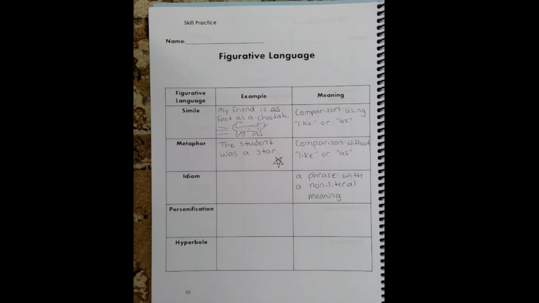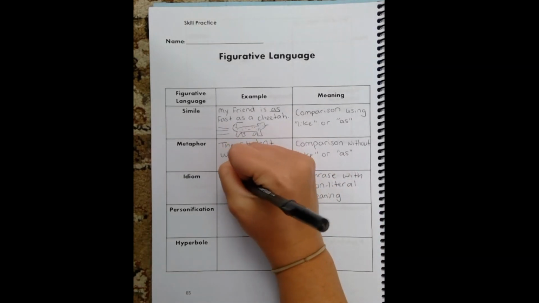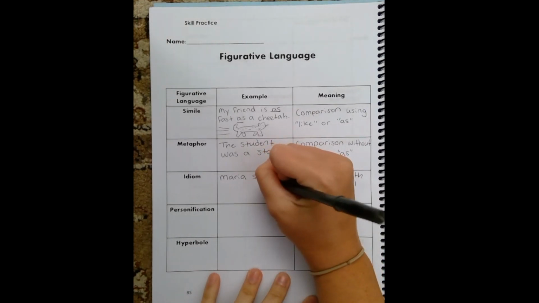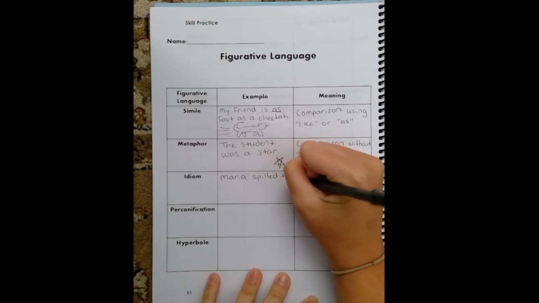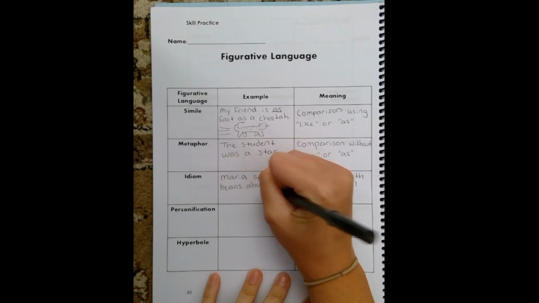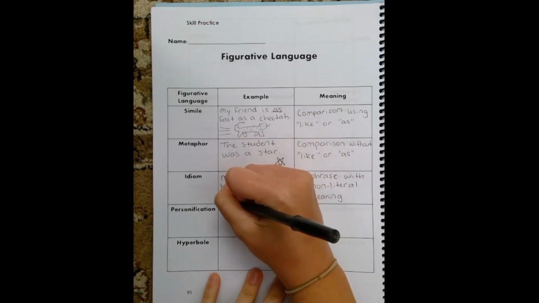So the example Miss Wilger gave last week of it's raining cats and dogs, that's an example of an idiom. It's a phrase, it's several words put together, and it doesn't mean that cats and dogs are actually falling from the sky. It has that hidden meaning, that figurative meaning of it's raining really hard. Another example of them would be spilled the beans. Maybe you've heard that example before. So I'm going to say Maria spilled the beans about the surprise party.